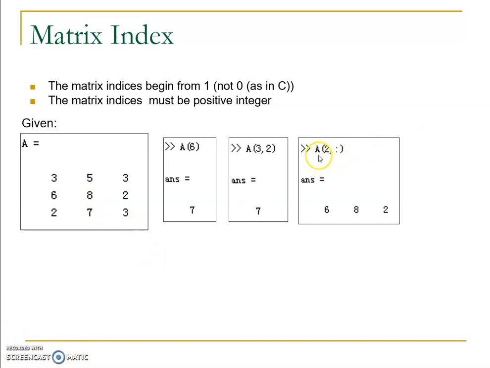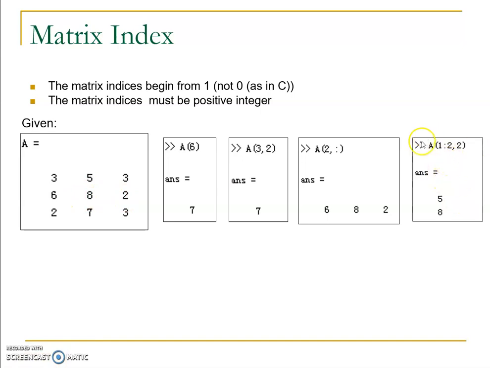Now here, A in the bracket 2 comma just a colon says the second row, and the colon specifies that the complete column is given, because after the colon nothing is given. So we have our second row and it is complete: 6, 8 and 2.